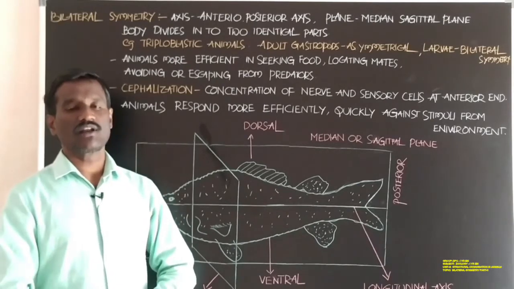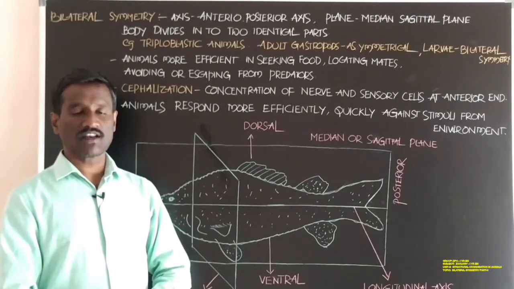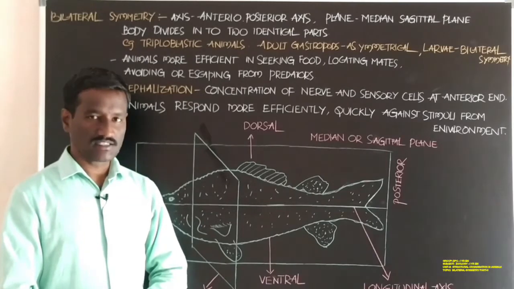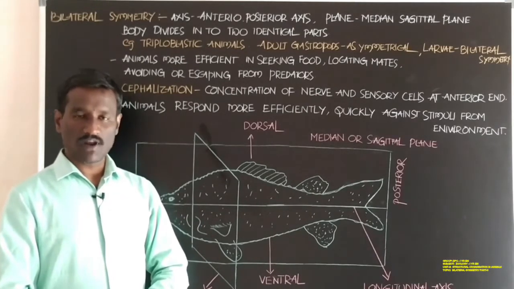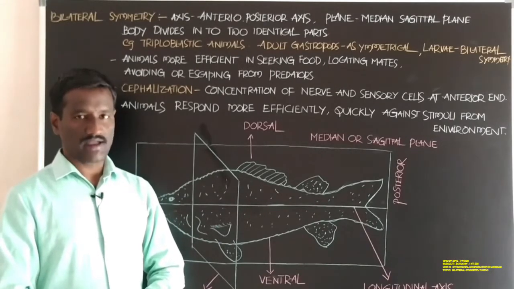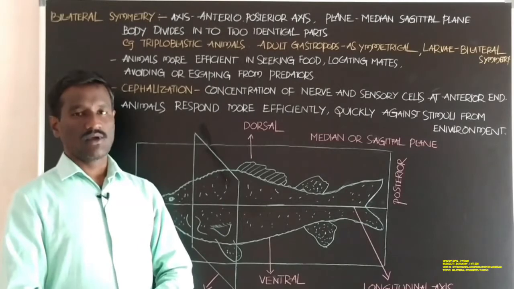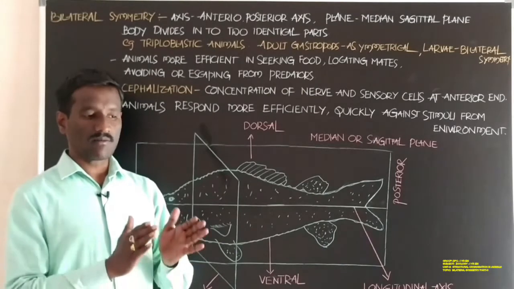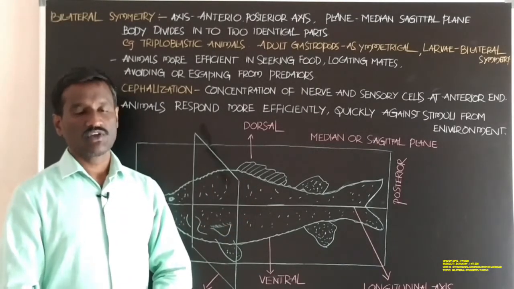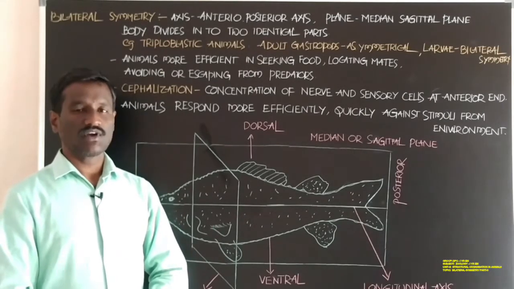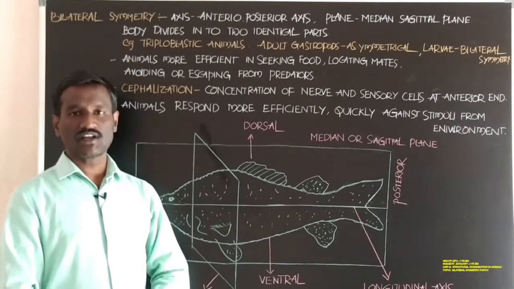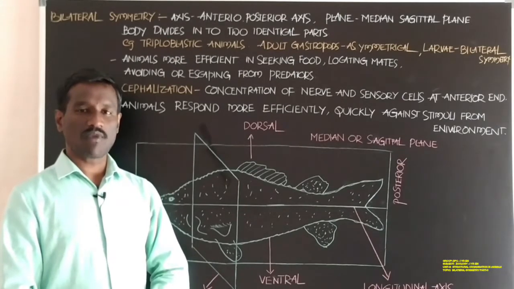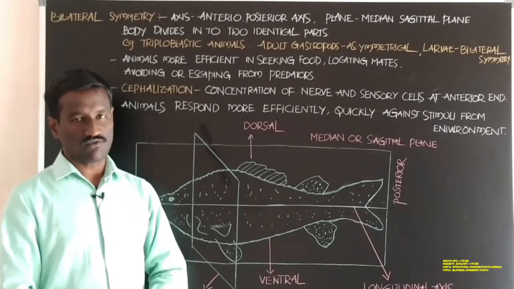Students, next is radial symmetry. In radial symmetry, the axis is single. That axis is called the principal axis, that is the oroaboral axis. The plane passes through the principal, oroaboral axis, and the animal can be divided into two equal parts. Which animals show radial symmetry? Cnidarians and ctenophores show radial symmetry. These animals are available in planktonic, sluggish and sessile forms.